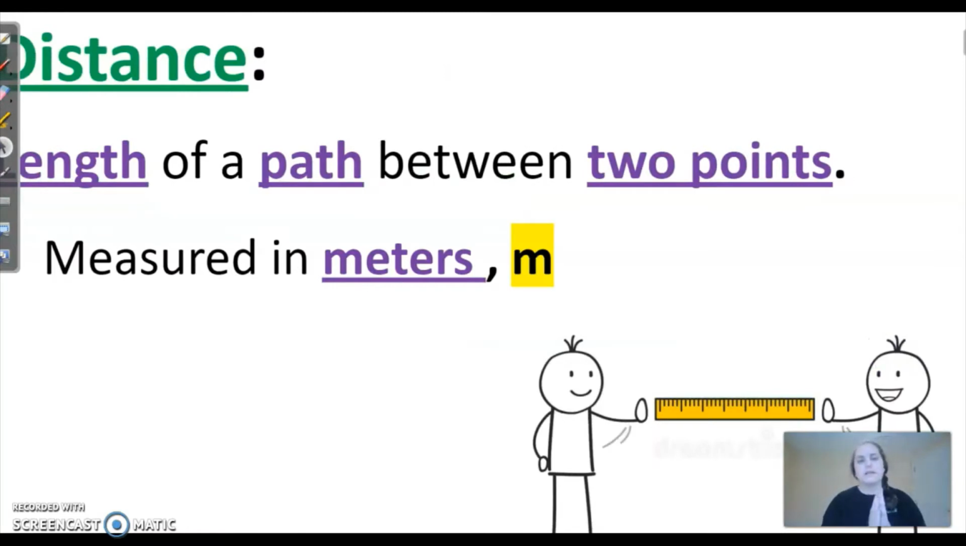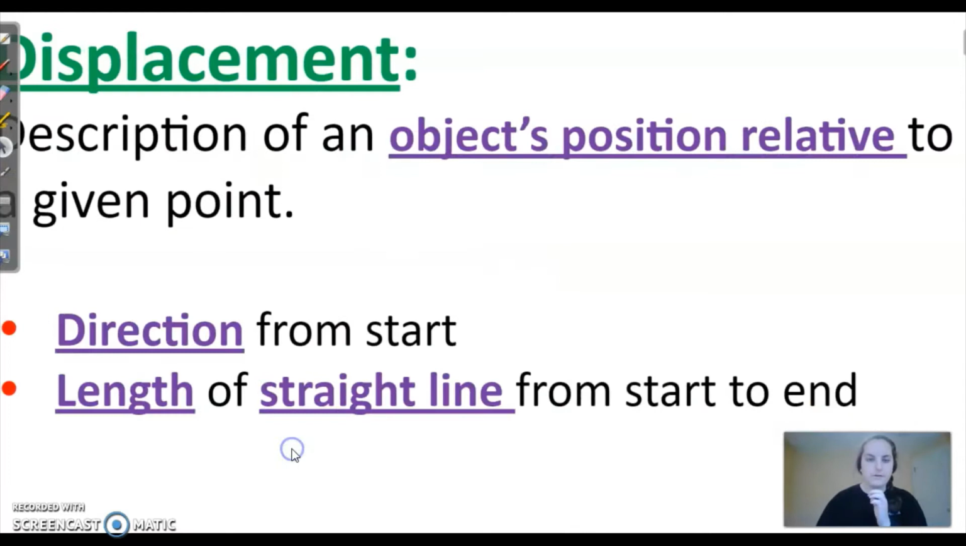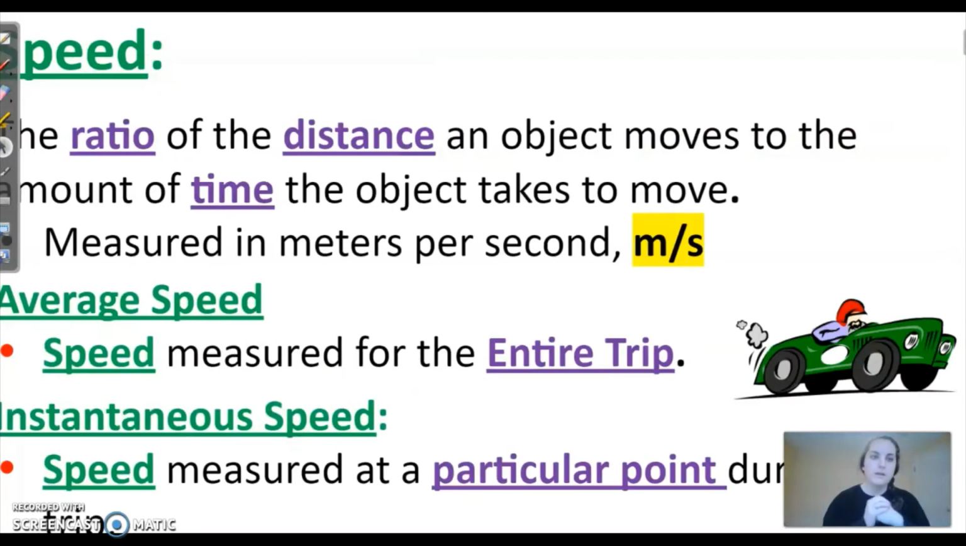So distance, that's going to be the length of the path between 2 points, and it's measured in meters. Displacement, now that's a description of the object's position relative to a given point. So basically it kind of goes back to the length of a straight line from start to end. Speed, that is the ratio of your distance over time. Like how fast or how long you are traveling over a given amount of time. That's measured in meters per second.